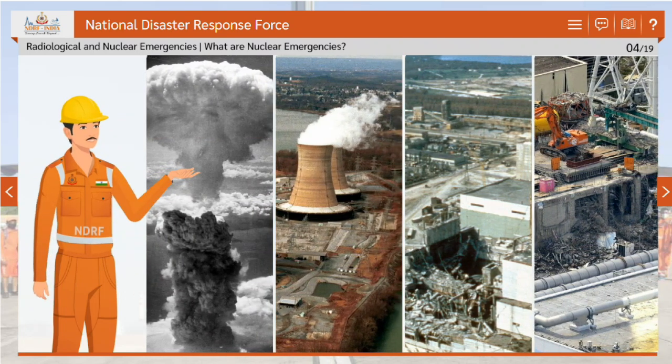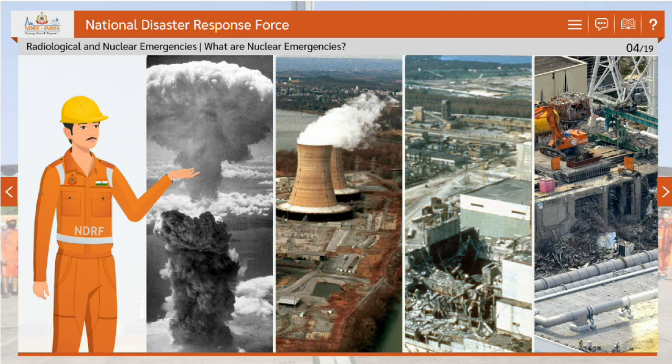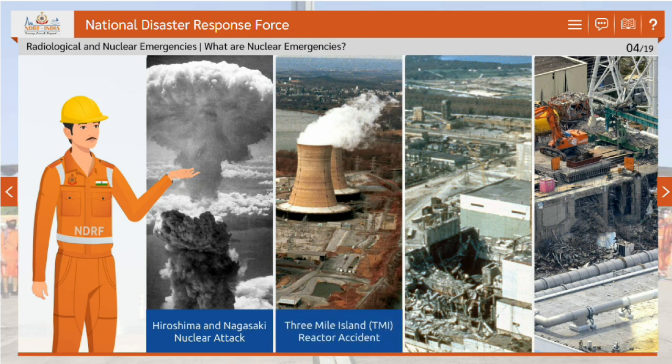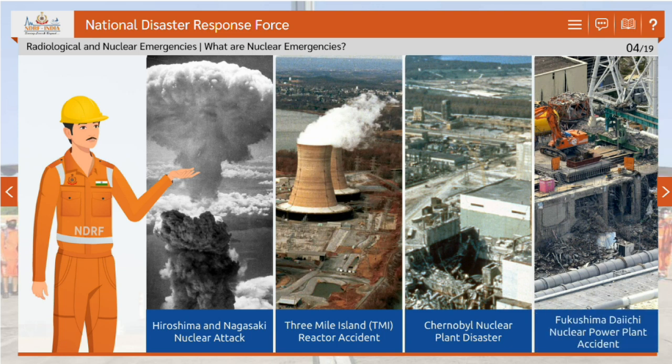The memories of those devastating nuclear weapon attacks on Hiroshima and Nagasaki, and the way we all heard about the reactor accidents at Three Mile Island in the USA and Chernobyl in the former USSR and the Fukushima Daiichi nuclear power plant accident in Japan have really shaped how people think about any nuclear emergency. It is hard to forget those events.